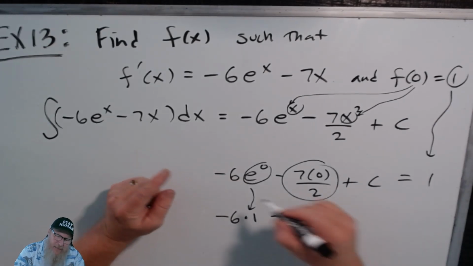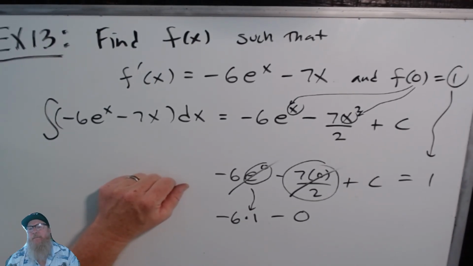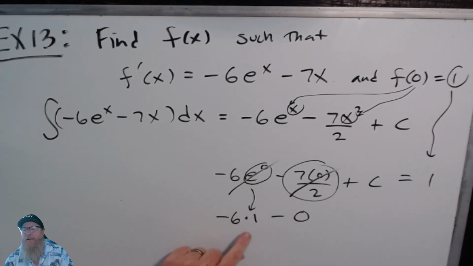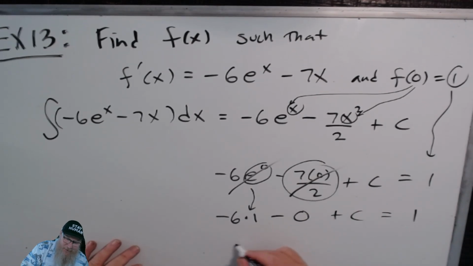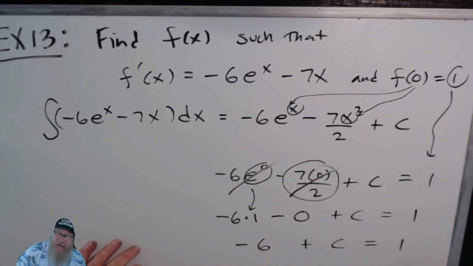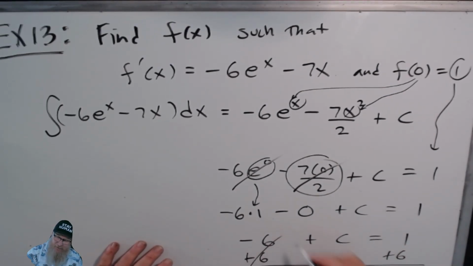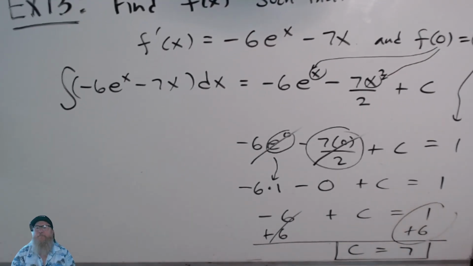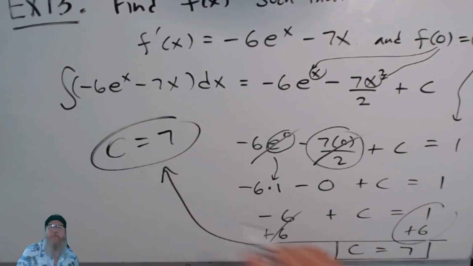And I can't tell you how many times I've seen students go like this and just cross them out, right? Well, you can do that as long as you know that this canceling becomes 1 and this canceling becomes 0. There are different types of cancellations. So this just becomes -6 plus c equals 1. The 0 doesn't matter, obviously. And then you're going to add 6 to both sides. So your c is 7. Put it up here where everybody can see it.